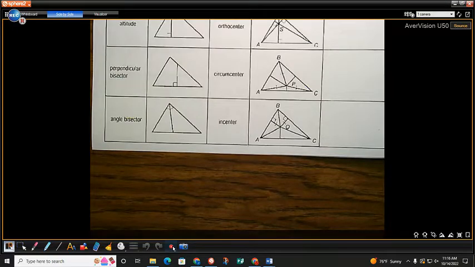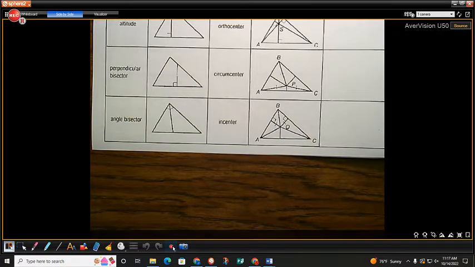Okay, so for day 4 here, we're going to stay in triangles until Christmas. And what we're going to be focusing on today are special segments you can draw inside a triangle, what you call them and what they do.